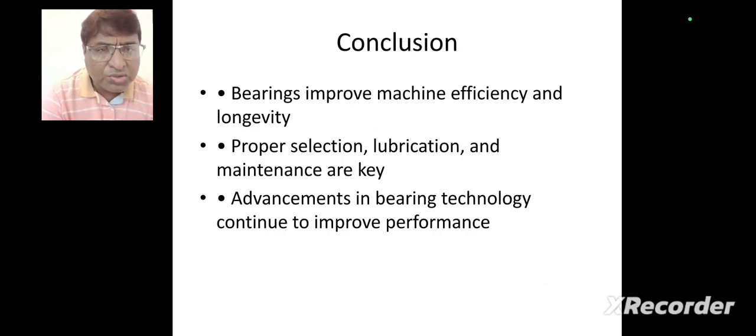So in conclusion we can say bearing improve machinery efficiency and longevity. Proper selection and lubrication and maintenance are the key. Advancement of bearing technology continue to improve performance.